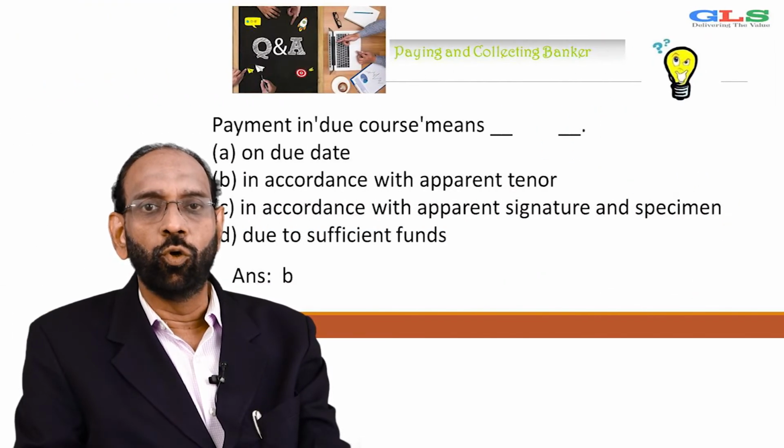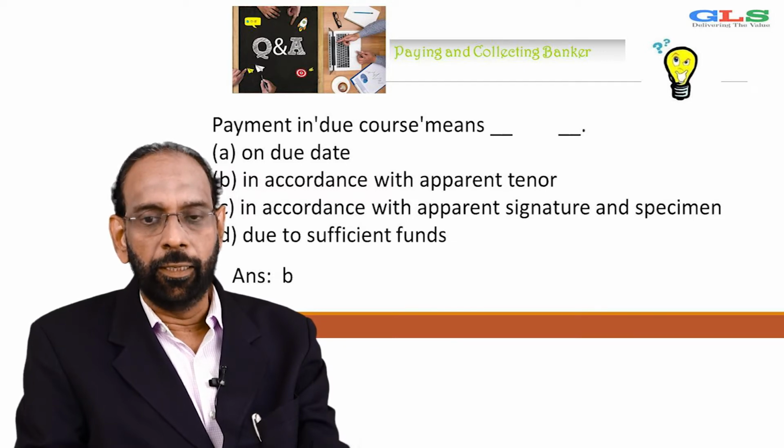What is payment in due course? Now, payment in due course means on due date, in accordance with the apparent tenor, in accordance with the apparent signature and specimen, due to sufficient funds. The answer is B, that is in accordance with the apparent tenor.